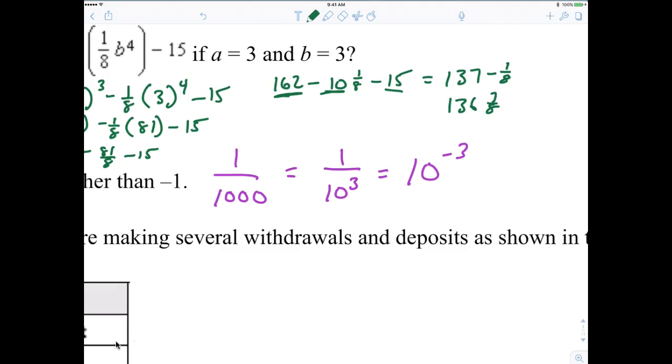Is everybody okay with that? Here we go, guys. 136 and 7/8. Does everybody need me to explain that again? Anybody need me to explain that again? Yes.